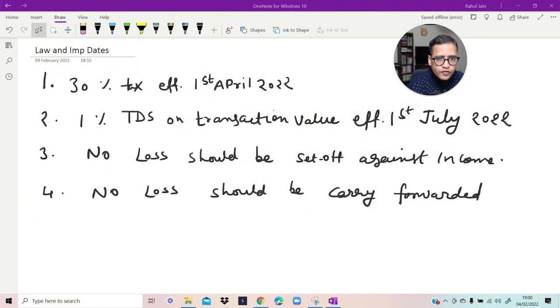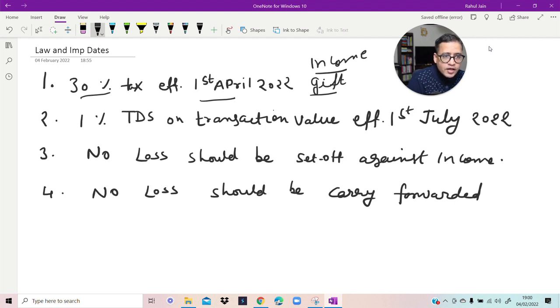So let's first go through the four basic principles, or the laws, that have been announced. Number one is 30% tax effective from 1st of April 2022. This 30% tax will be on the income. Whatever income is gained through any of the virtual digital assets will be taxable. Also, if there is any gifting going on, if I gift you some bitcoins, you need to pay 30% tax on any income that you received on those bitcoins.